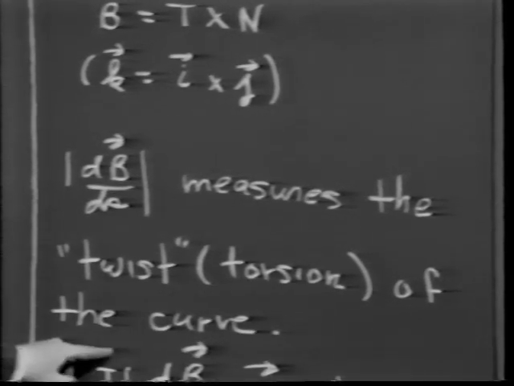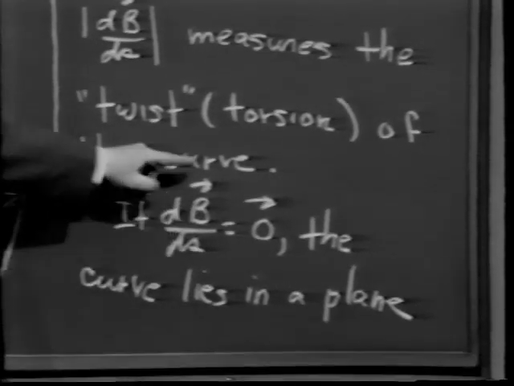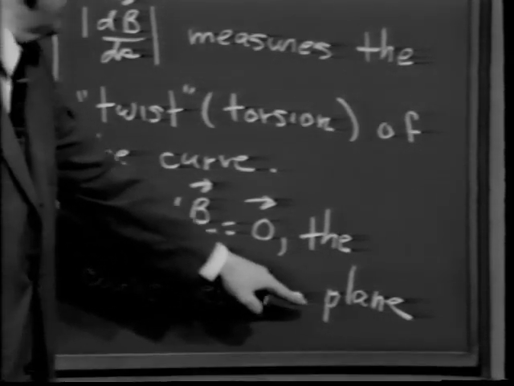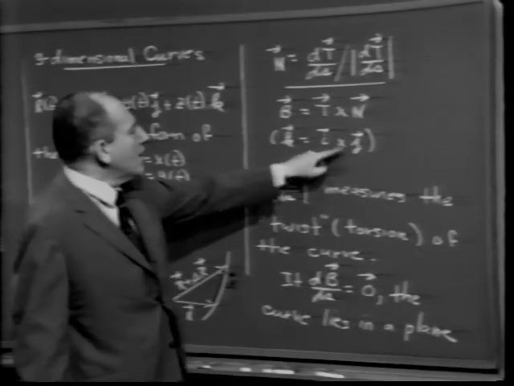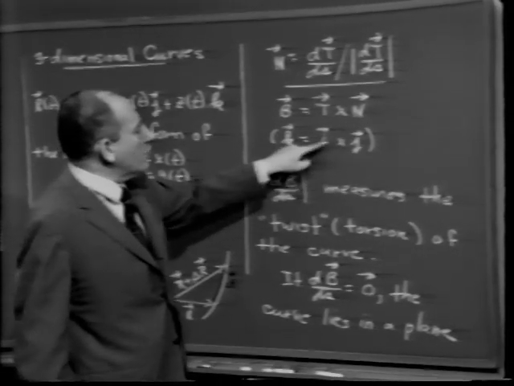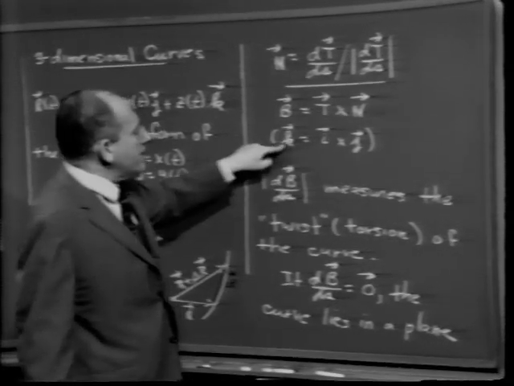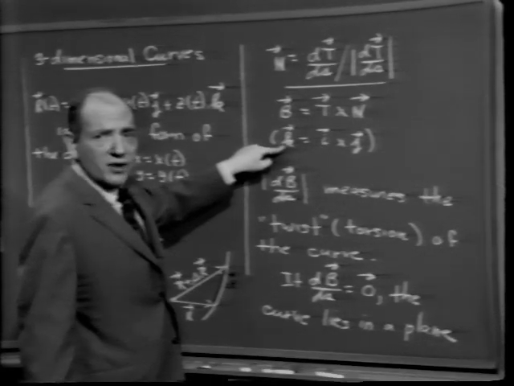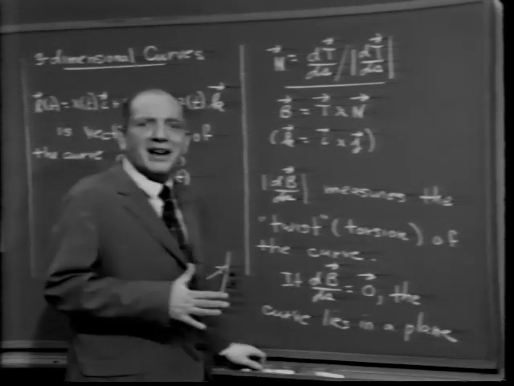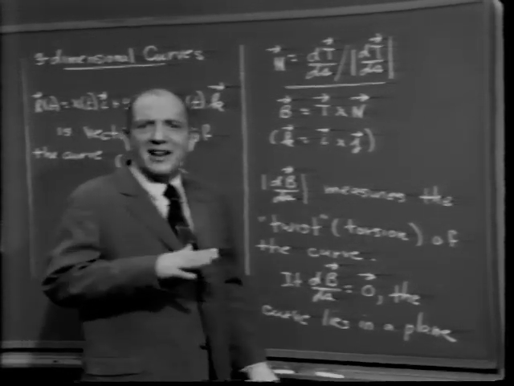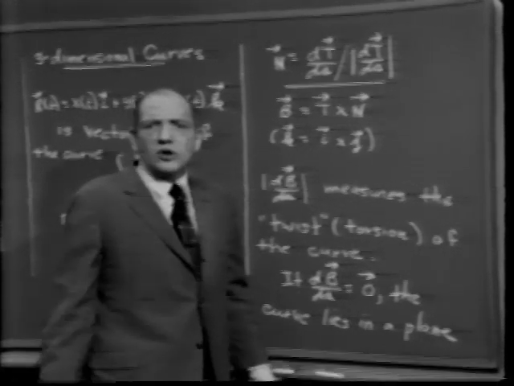The point being, by the way, that notice that if dB/ds happens to be 0, in other words, if B happens to be constant, then the curve lies in a plane. We certainly recognize that. For example, if the curve happened to be in the xy plane, notice that if T and N were i and j, i cross j would just be k, so B would then be a constant. The derivative of a constant with respect to any variable is 0, and therefore when the curve does lie in a plane, the torsion, the twist, is 0. In other words, the torsion does for three-dimensional space what the curvature, in a sense, does for two-dimensional space.